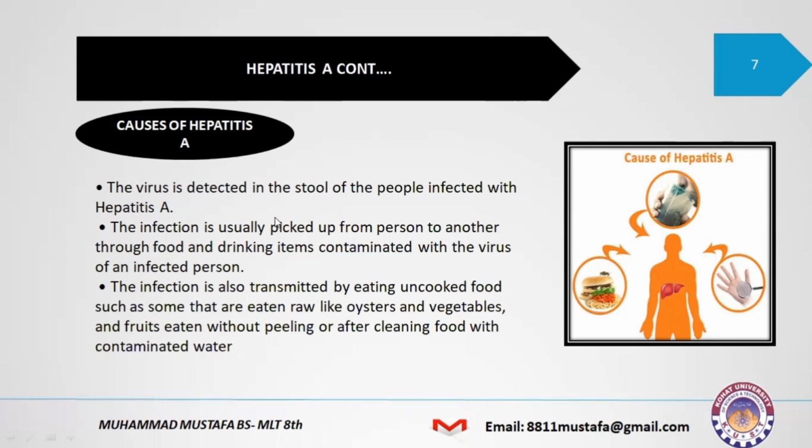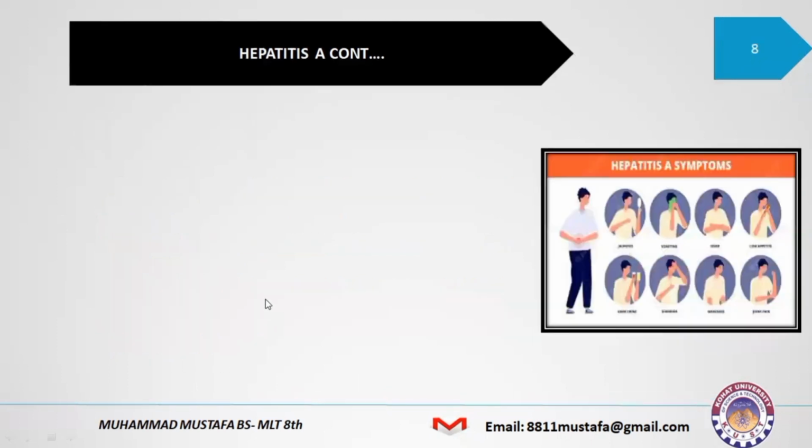The virus is detected in the stools of people infected with hepatitis A. The infection is usually picked up from one person to another through food and drinking items contaminated with the virus of an infected person. The infection can also be transmitted by eating uncooked food such as oysters and vegetables eaten raw, foods eaten without peeling, or after cleaning foods with contaminated water.